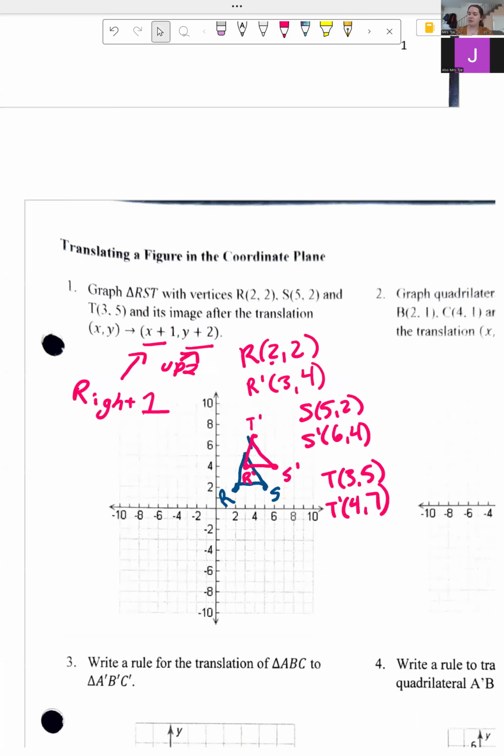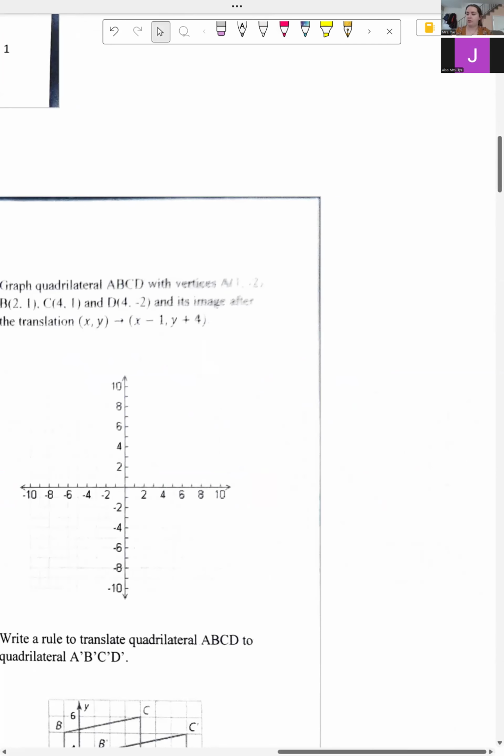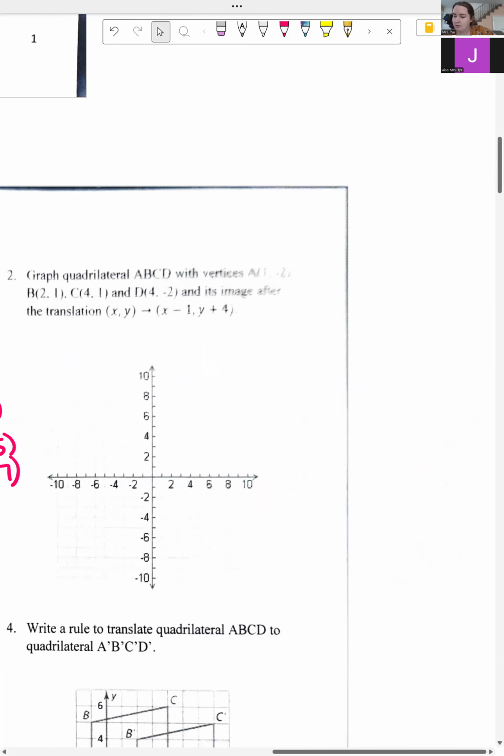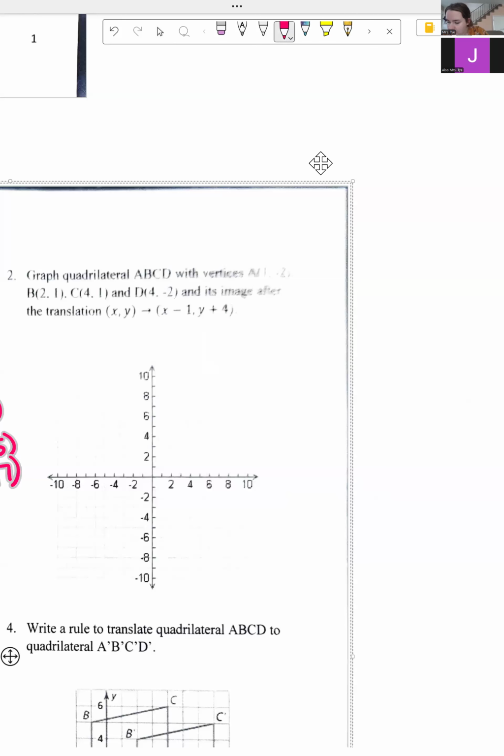Okay, let's do this next one. We're going to graph quadrilateral ABCD with vertex A at 1, negative 2. So right here is A. B is at 2, 1. Right there. C is at 4, 1. So B, C. D is at 4, negative 2. Gonna connect. And if you remember from our shapes unit, that's a trapezoid.